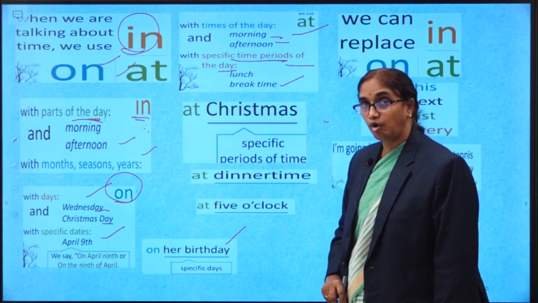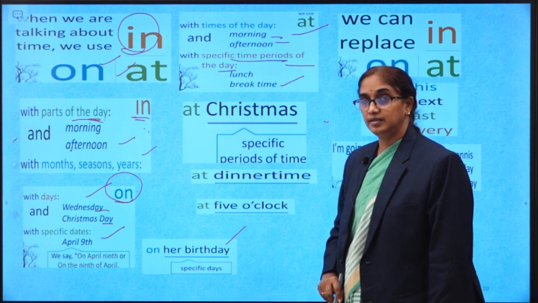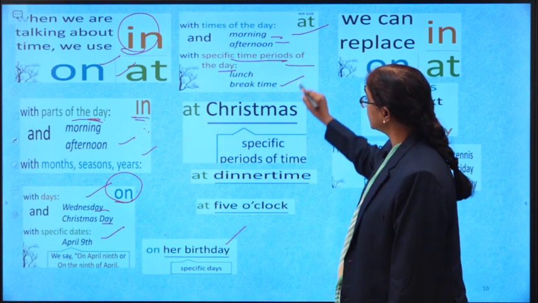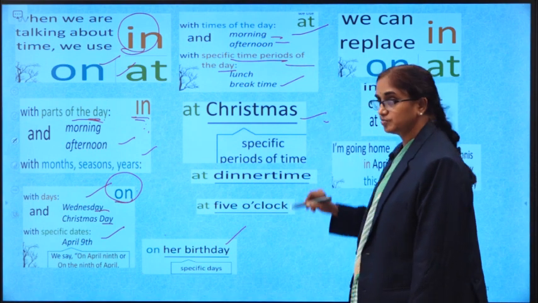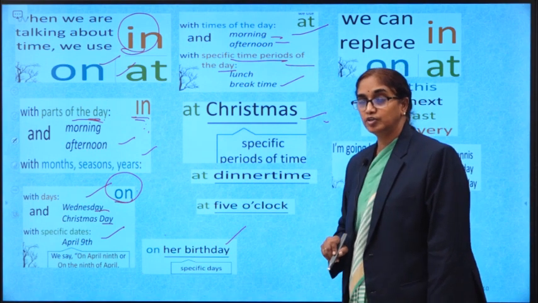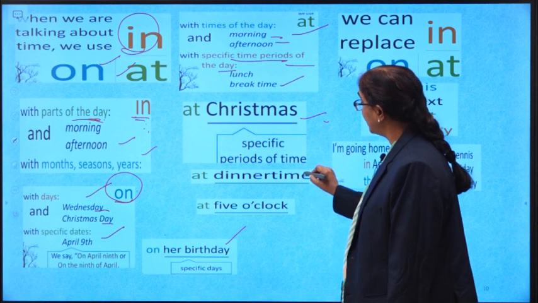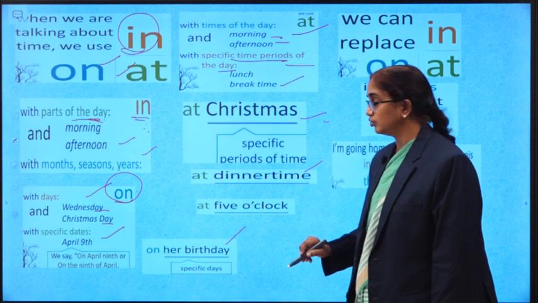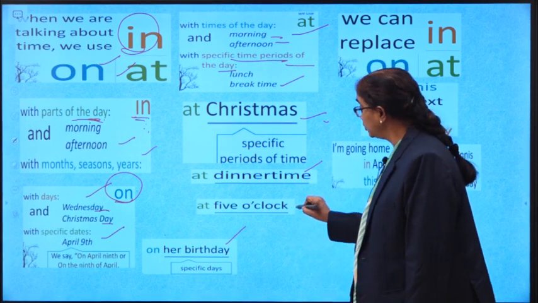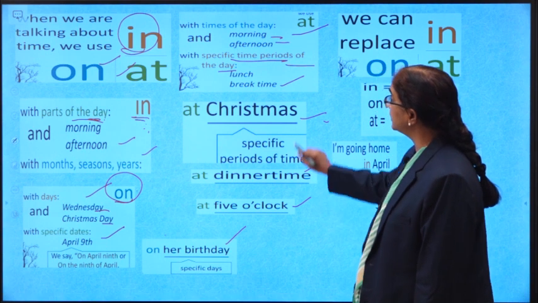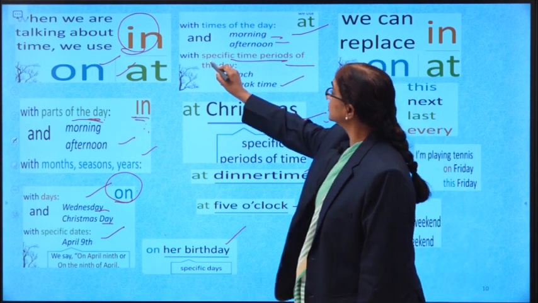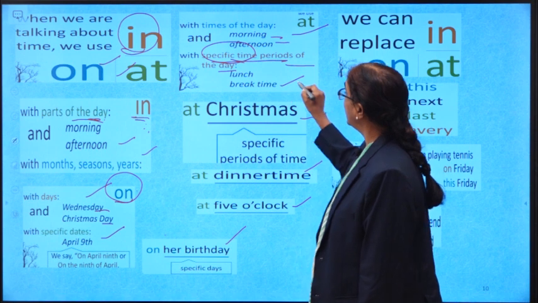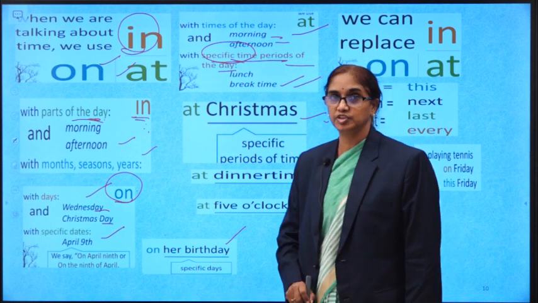I will meet you in the morning near the railway station. This is how. I'll meet you at Christmas. I promise to come over to your place at Christmas. I will meet you at dinner time around 8:30. I will meet you at 5 o'clock. So we can use it again to mention the specific time of the day, and this is how the preposition is used.